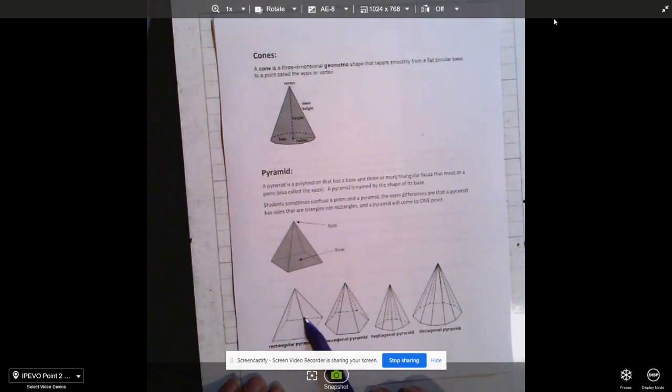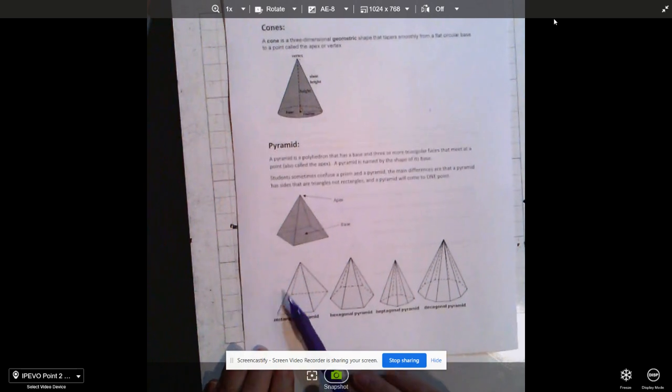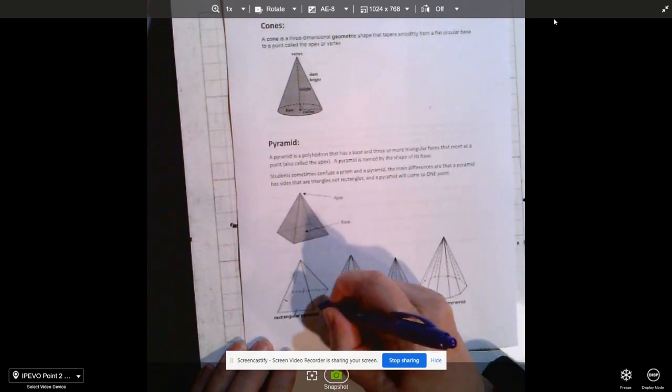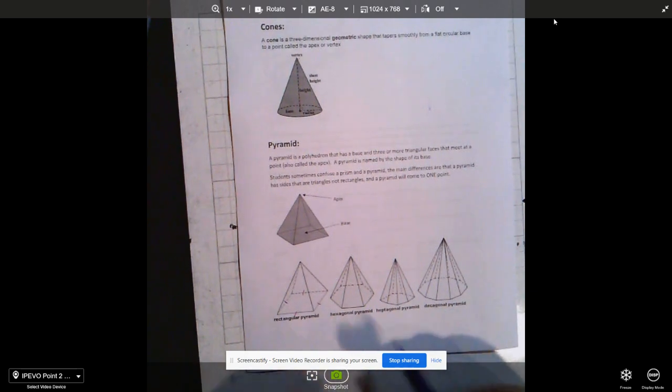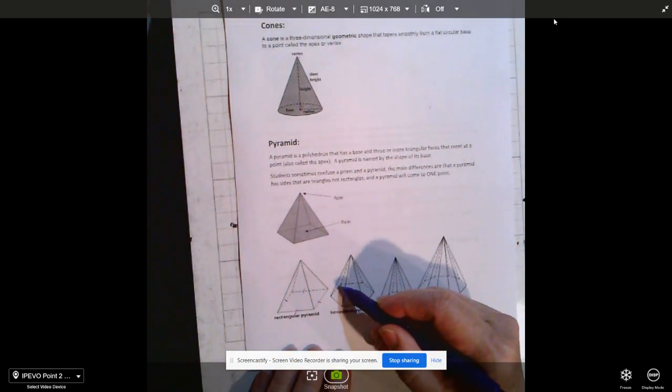If you take a look at this here, this is a rectangular pyramid. Or if you knew for sure this was a square, you could call it a square pyramid. Like if I had marked that this and this were all congruent, then you could say it's a square pyramid. But you would need to have markings to know that it's a square pyramid. This one here is a hexagonal pyramid, right? 1, 2, 3, 4, 5, 6. So its base is a hexagon.